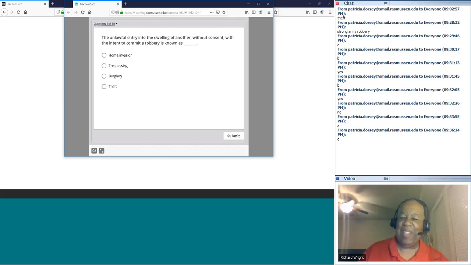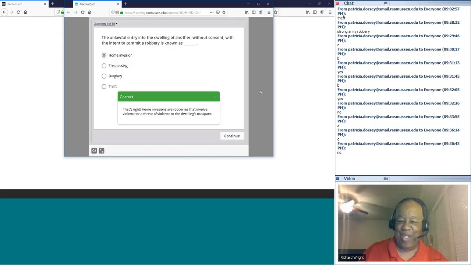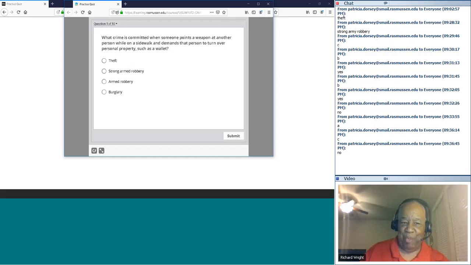The key phrase that they added in here is unlawful entry without consent with the intent to commit a robbery. In order to commit a robbery, you have to place the person in fear or apprehension. Does burglary do that? No, but this does, because it involves threat or violence. And so, one more time.